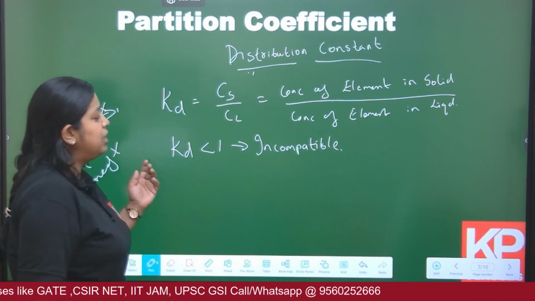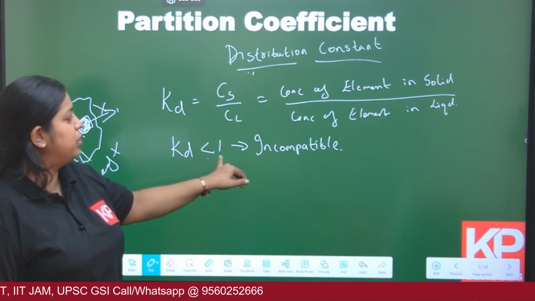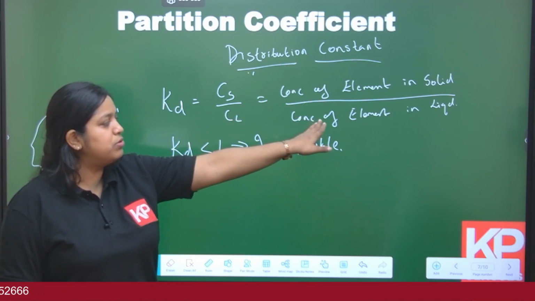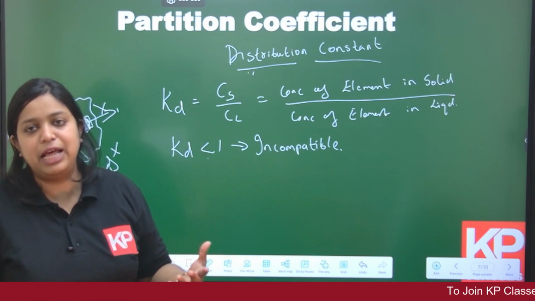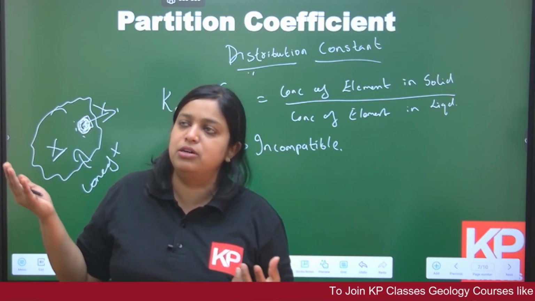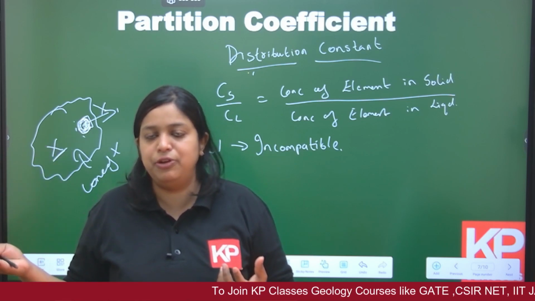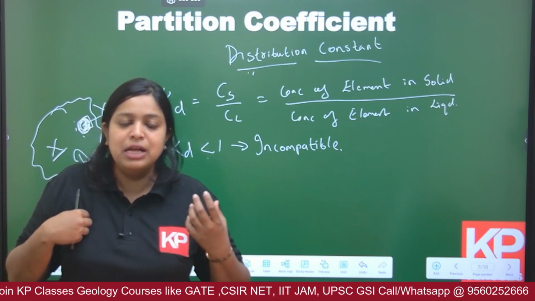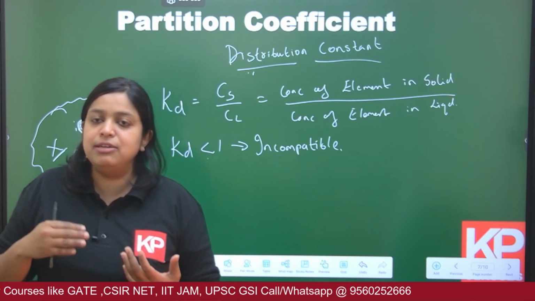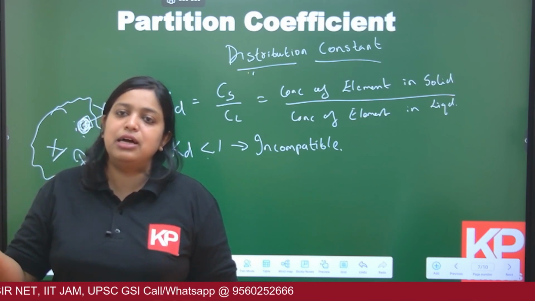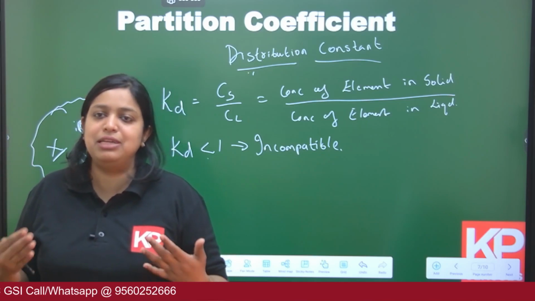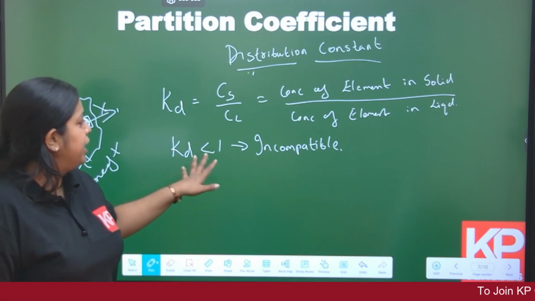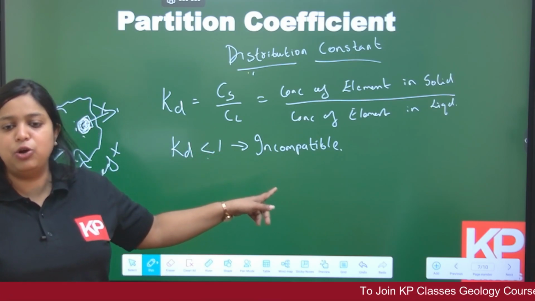Why is it incompatible? Because if the ratio comes less than 1, that means the denominator is larger than the numerator, and the denominator here is the concentration of the element in the liquid. So if this element is more in the liquid than in the solid phase, it wants to stay in the liquid phase, it is more stable in the liquid phase, and its affinity towards the liquid phase is much higher than its affinity with the solid phase. That means it is an incompatible trace element. So if the KD value comes less than 1, that element is incompatible.